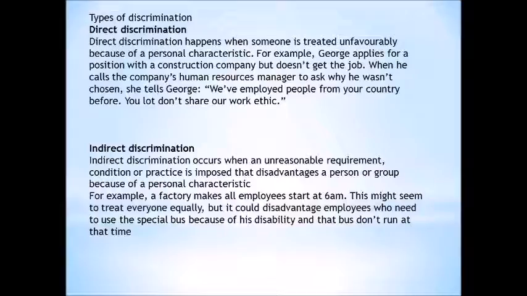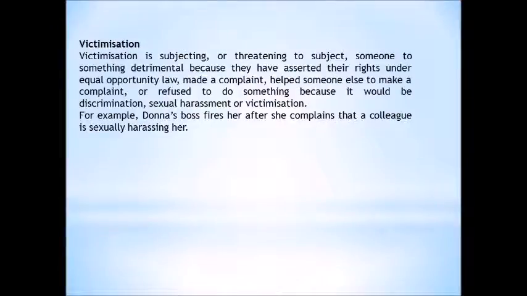For example, a factory makes all employees start at 6 a.m. This might seem to treat everyone equally, but it could disadvantage employees who need to use a special bus because of a disability, and that bus doesn't run at that time. Victimization. Victimization is subjecting, or threatening to subject, someone to something detrimental because they have asserted their rights under equal opportunity law, made a complaint, helped someone else to make a complaint, or refused to do something because it would be discrimination, sexual harassment or victimization. For example, Donna's boss fires her after she complains that a colleague is sexually harassing her.